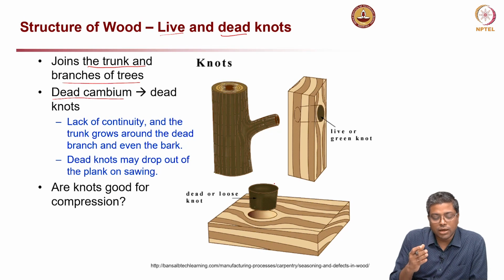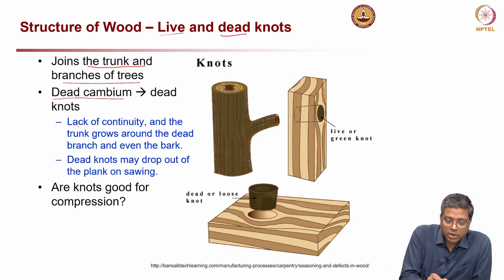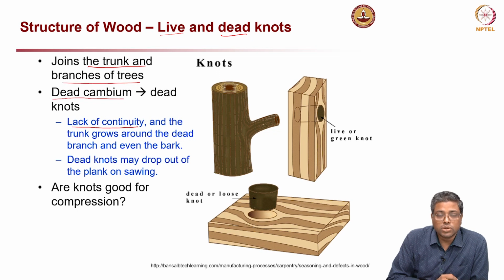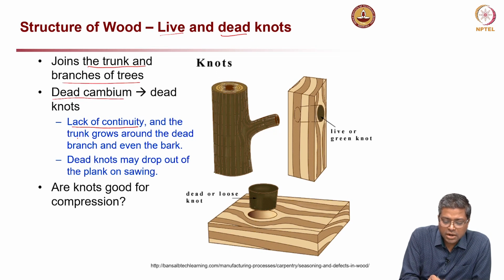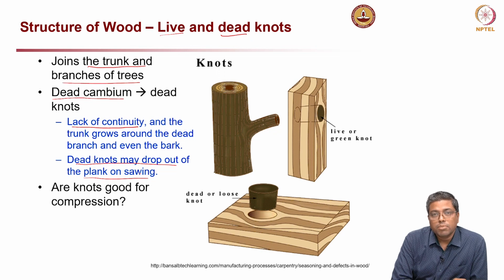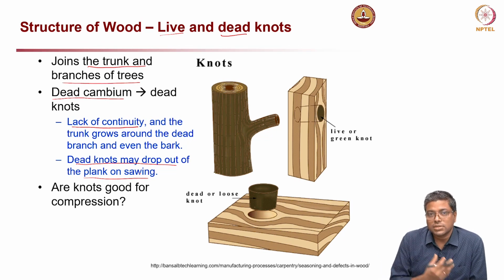So, if this thin layer of cambium gets dead, then the knots also get dead, because there is no further connection between them. Because of that there is a lack of continuity, so it also affects the stress transfer, etc. The trunk grows around the dead branch and even the bark. The dead knots may drop out of the plank on sawing, but there are also cases where it stays inside the wood and is not just falling off. But the way you apply the loading might have an influence on the behavior.